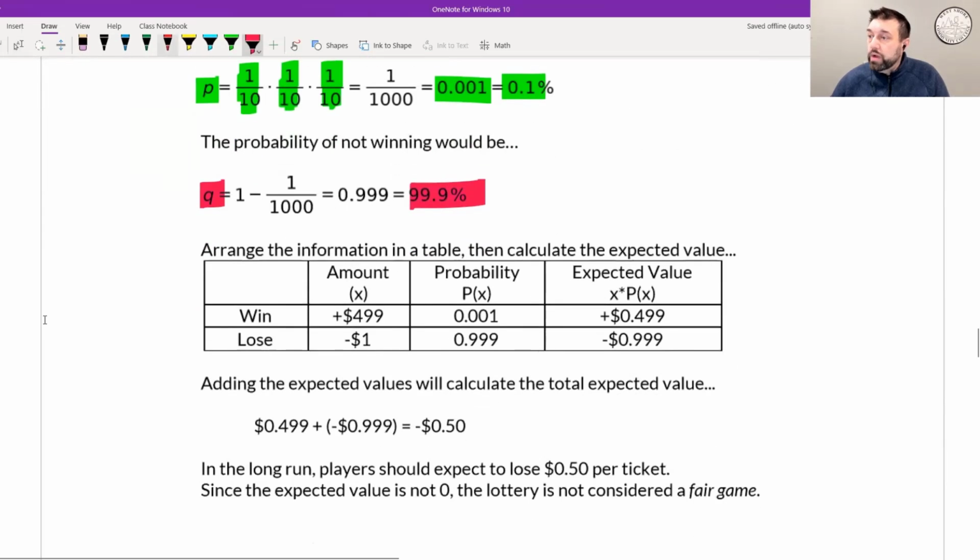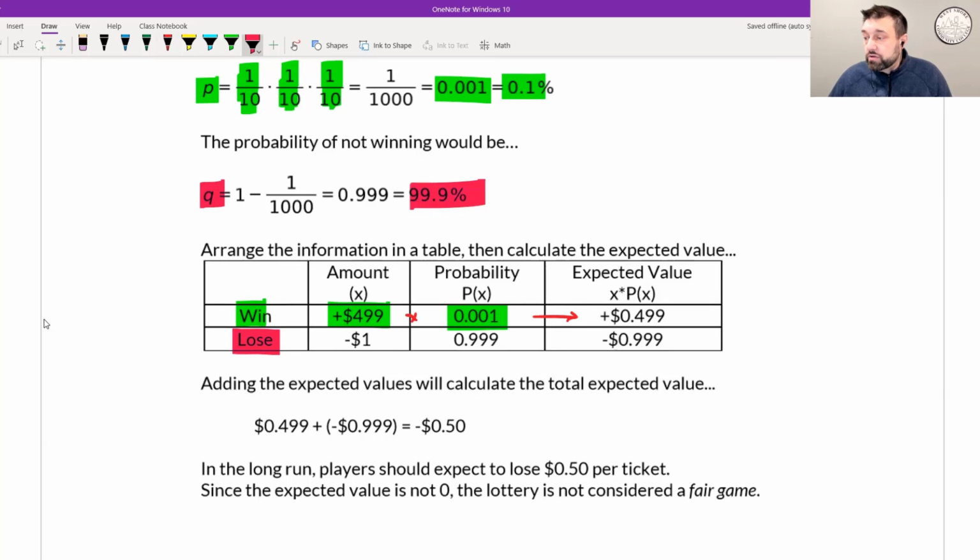And so if you win, here is the value that you would win, and here's the probability of that happening. We multiply these two things together to get the expected value of winning. We then also find the values for losing.